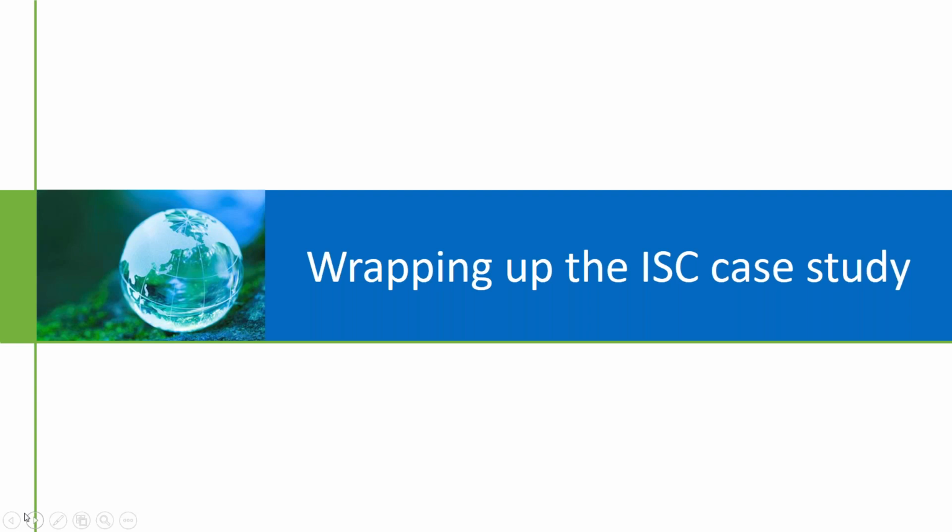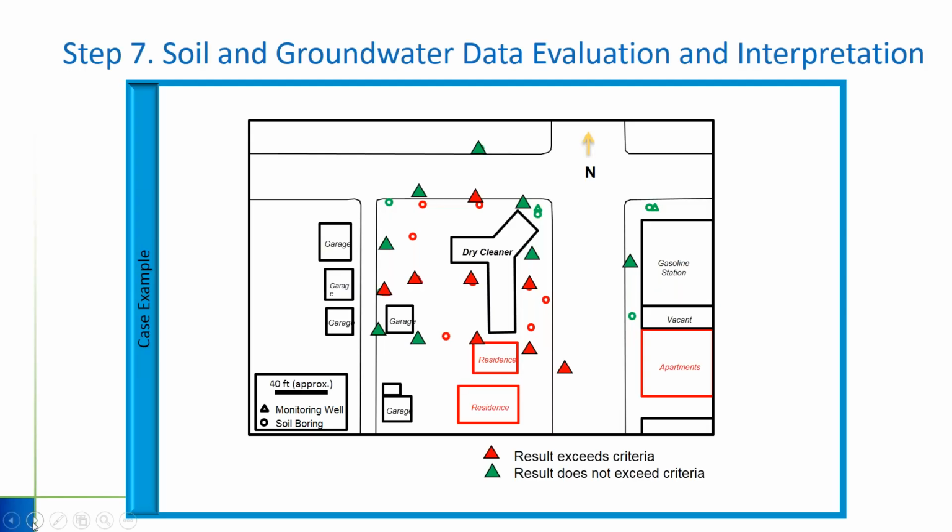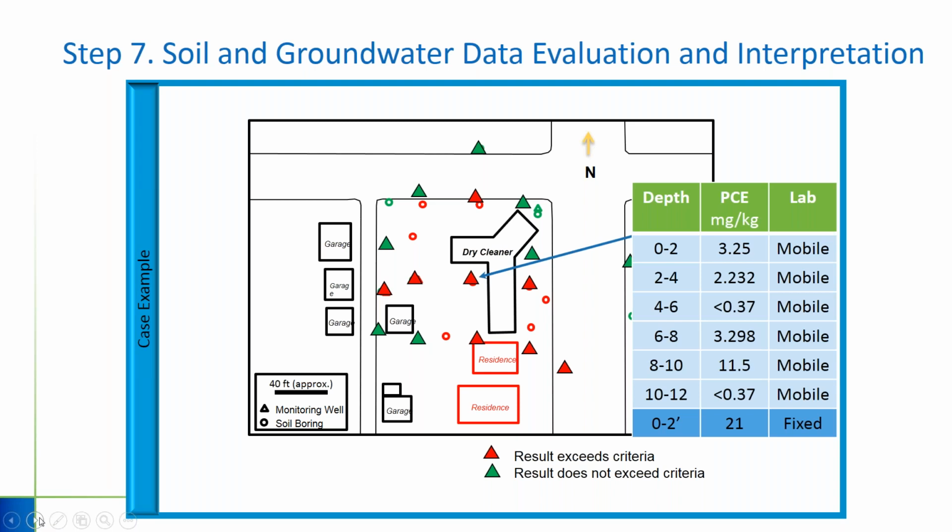All right, so back to our Drycleaner case study. What did steps 6 through 8 look like? So here is step 7. This is evaluating the soil and groundwater data. We're using the same kind of scheme, where the red is above criteria and the green is below criteria. And again, the triangles are groundwater data and the circles are soil.